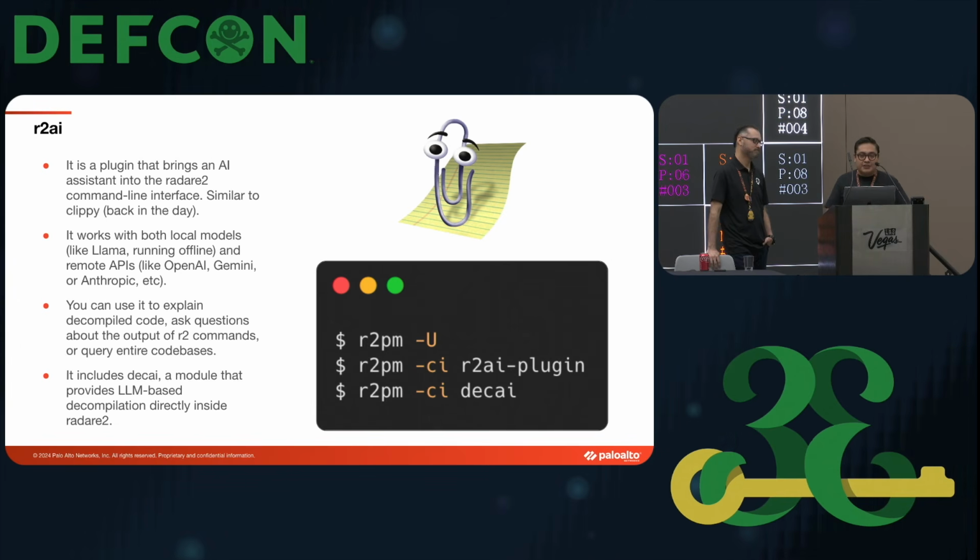R2 AI actually is defined as a kind of Clippy, that you remember back in the day using Word, trying to write a love letter and it says, oh, looks like you're trying to write a love letter. Do you want me to help you? So it's going to be like that.